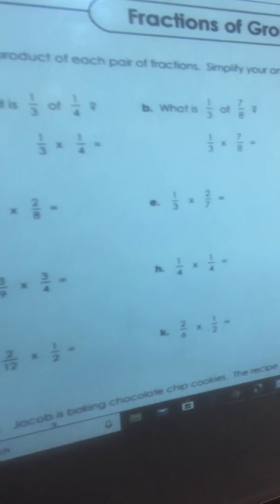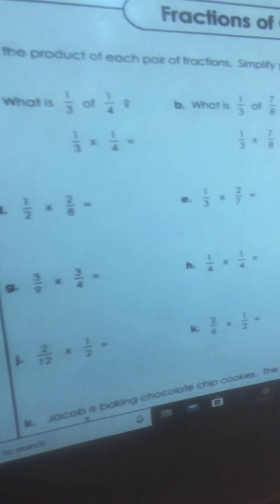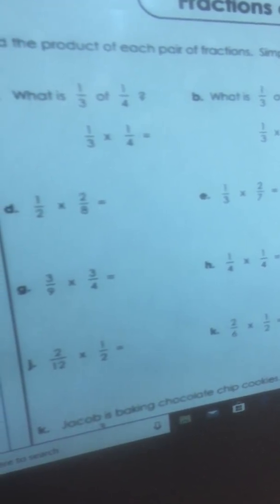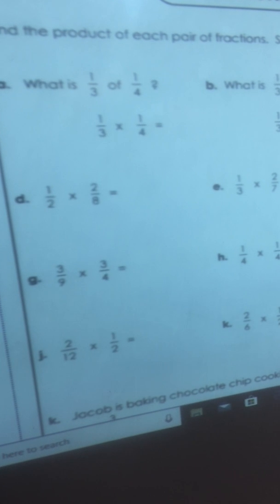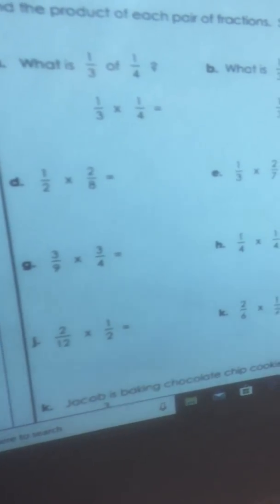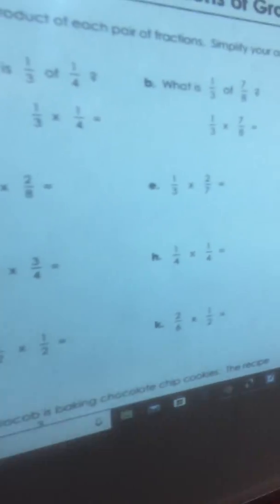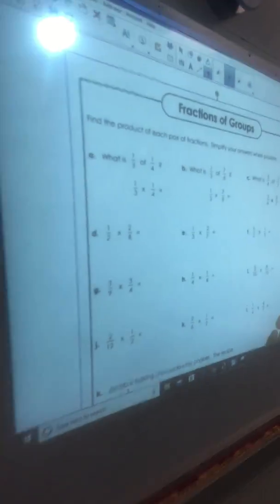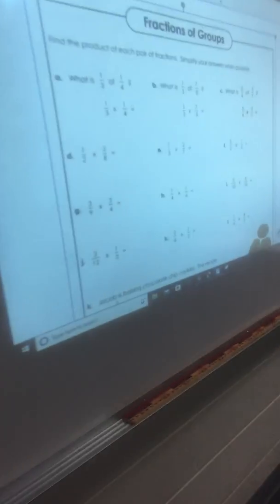Okay, so we know when we see the word "of," when it says 1/3 of 1/4, that's the same thing as multiplying 1/3 times 1/4. And when you multiply, you simply take your numerator times numerator, and then your denominator times denominator. So 1/3 times 1/4 is simply multiply across. 1 times 1 is 1, and 3 times 4 is 12. Simple as that.